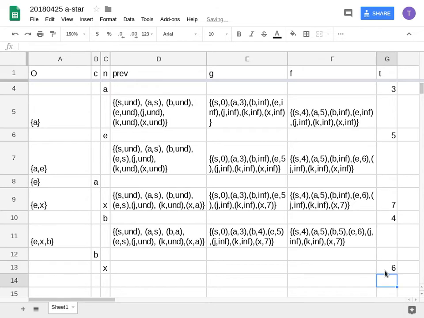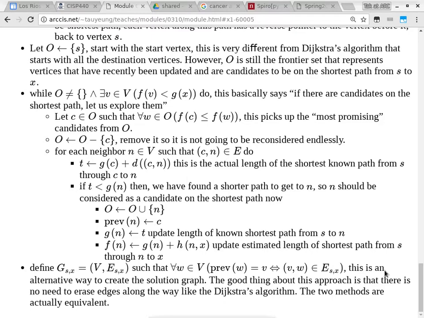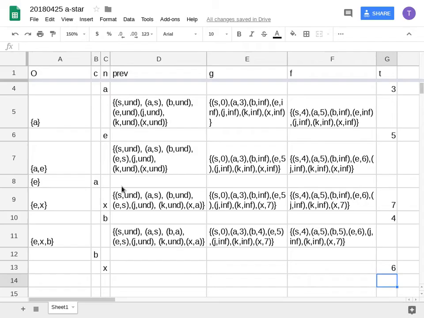In order to determine whether we execute the then part of the conditional statement, we have to perform the comparison. So we are comparing 6, which is the value of t, to the g value of n, which is x. Okay? So g of x has a value of 7, and t only has a value of 6. 6 is less than 7, so that means we are going to go into the conditional statement, because we have just found a shorter path to go from the start vertex to vertex x.